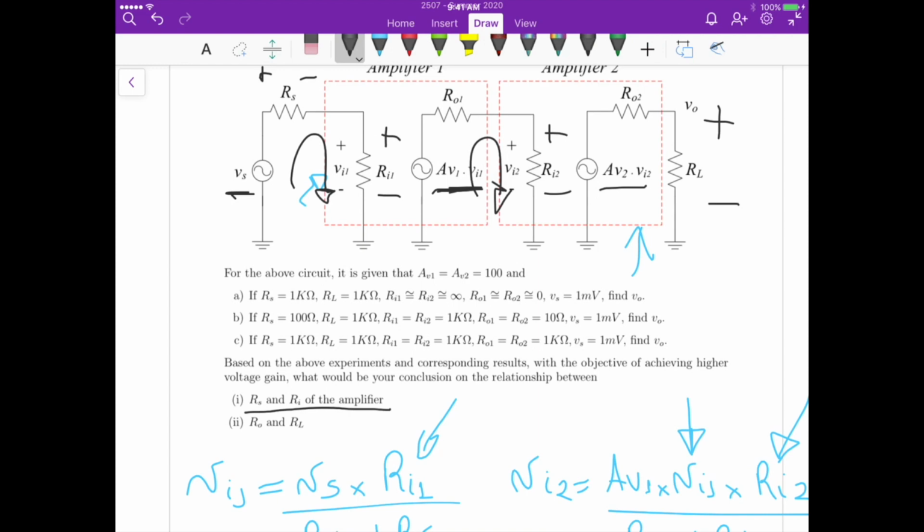For part 2, what about the output resistance and RL? If we want the voltage AV2 times VI2 to be applied fully to RL, this output resistance should be as small as possible. Ideally, in an ideal amplifier, that output resistance should be 0. So that's it for this problem.